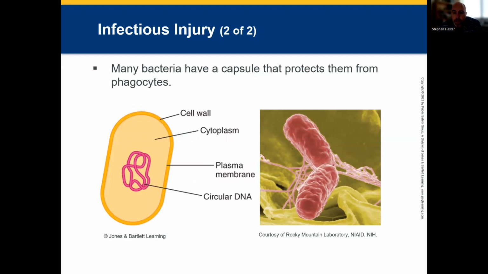So many bacteria have a capsule that protects them from ingestion and destruction by phagocytes. The presence of the bacteria in the blood is called bacteremia. Okay, so you've got the cell wall here, the cellular DNA in the middle, and that capsule around, and that capsule helps protect them from phagocytes invading into the DNA.